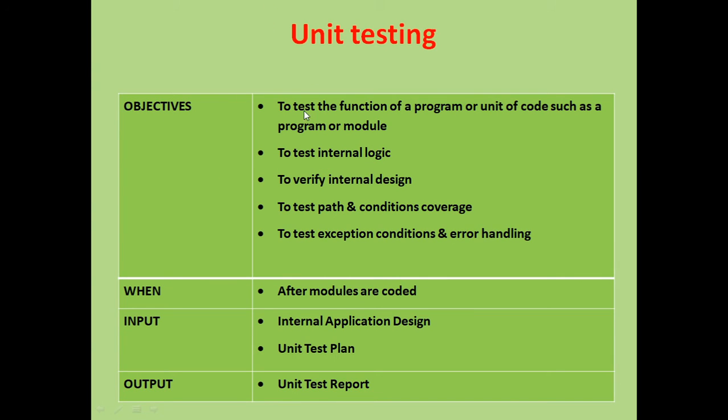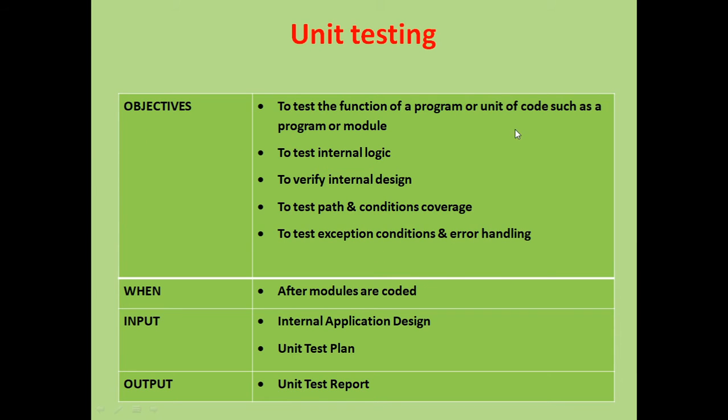Objectives of unit testing are to test the function or unit of code, to test the internal logic, to verify internal design, and to test the paths and conditions covered. That means we try to find out the total number of independent paths, design a test case for each of them, and conduct the tests for the independent set of paths. Then we test the exception conditions and error handling situations also.